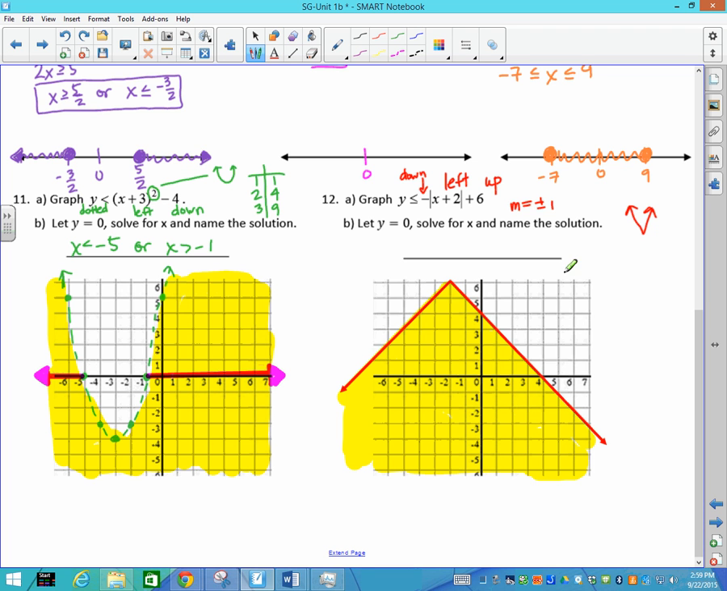And as we talked about in class, let y equal 0, solve for x and name the solution. But your solution is right here in front of you, so you don't have to do any math. You just have to know how to read the graph. This one crosses, that's supposed to be at 4. And this one, if that's negative 6, this is negative 7. So if you continued this out, then you would know that this point is actually negative 8 on the graph.